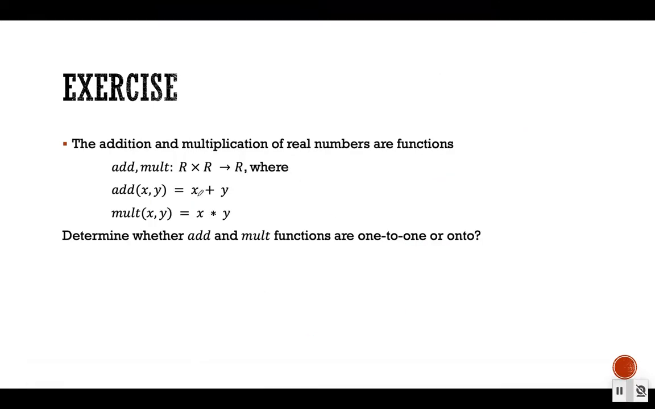In this exercise we are talking about addition and multiplication of real numbers. If we add x and y, the result will be x plus y. If we multiply x and y, the result will be x times y. Now we have to determine whether these addition or multiplication functions are one-to-one or onto. You can see that addition and multiplication generate another real number.